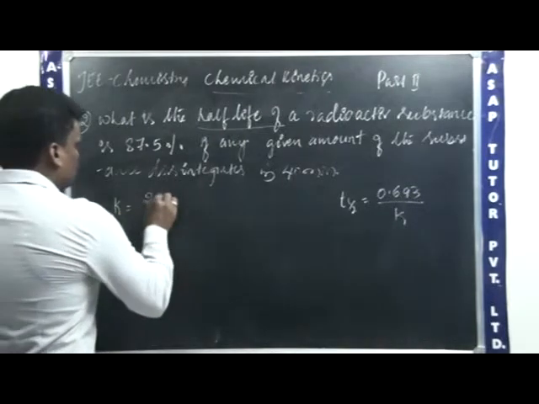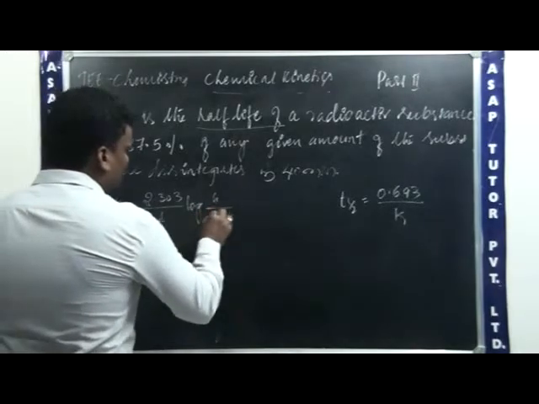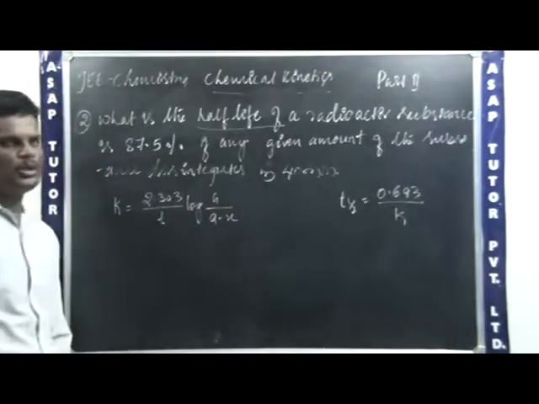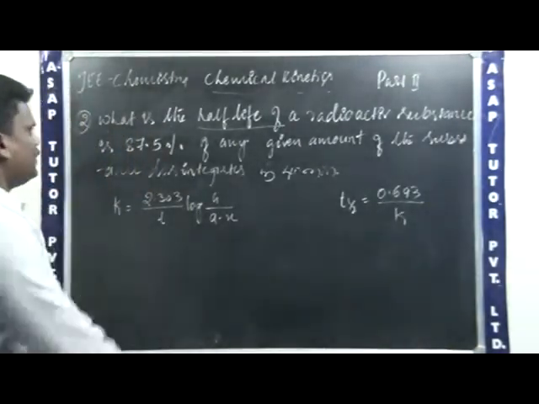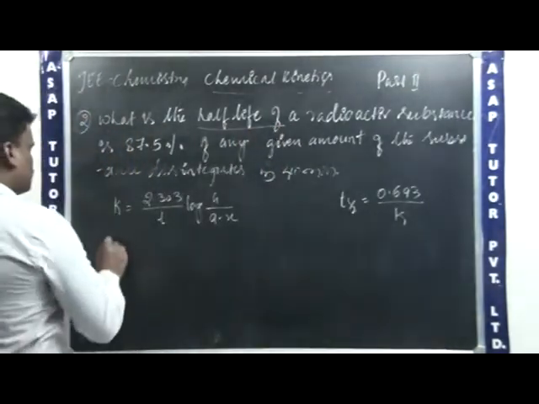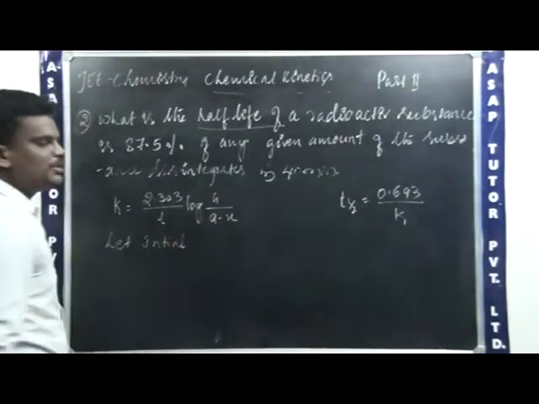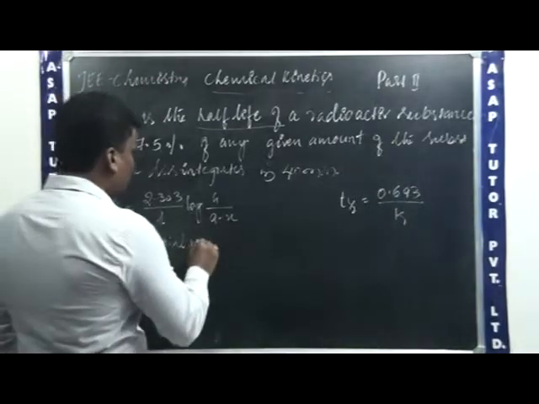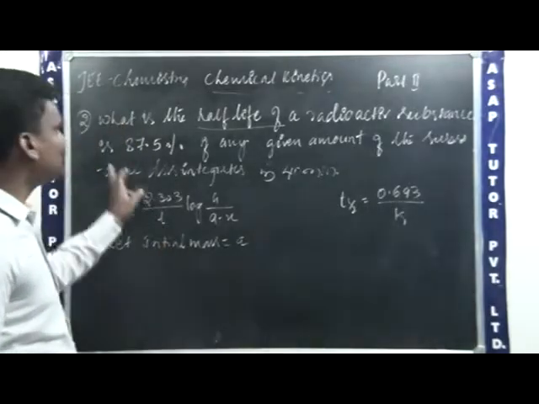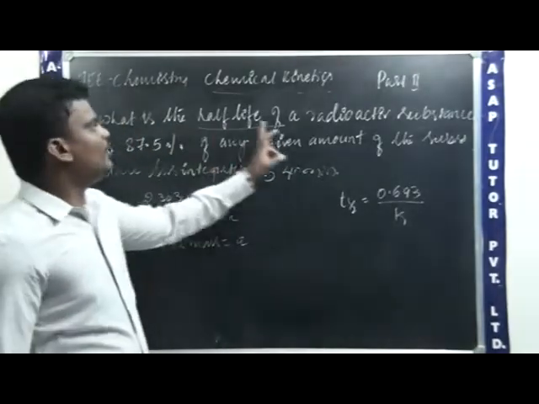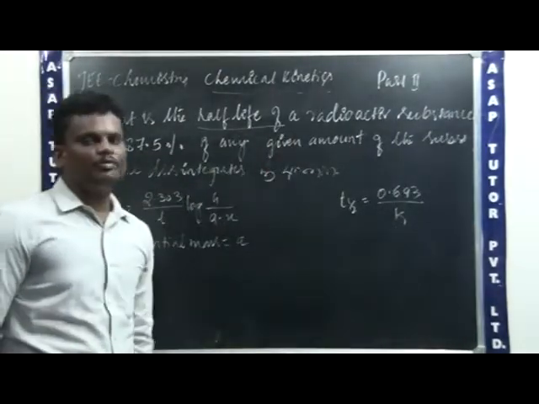K is equal to 2.303 by T log of A divided by A minus X, that is initial concentration divided by final concentration. Now, they didn't give the initial concentration also. Therefore, I will take, let initial mass, since they are saying a radioactive substance, be equal to A. In that initial mass, they are saying that 87.5% of any given amount of the substance disintegrates.